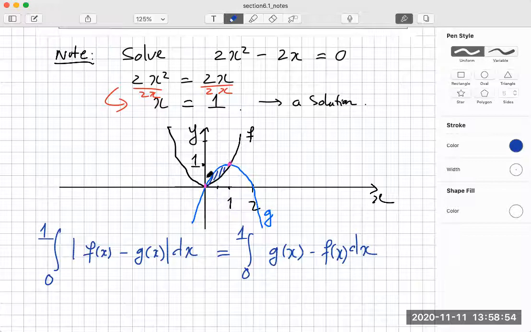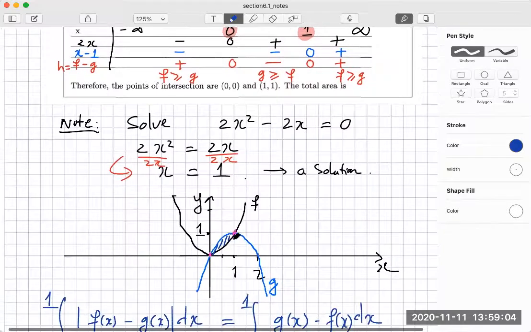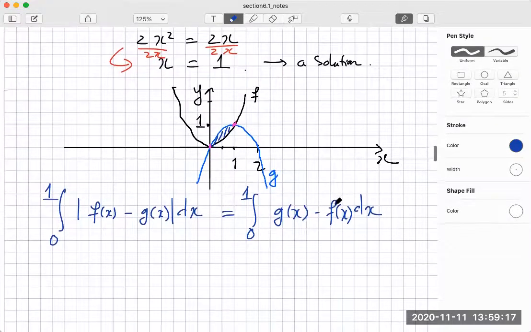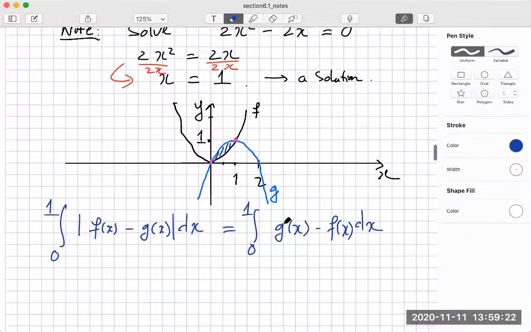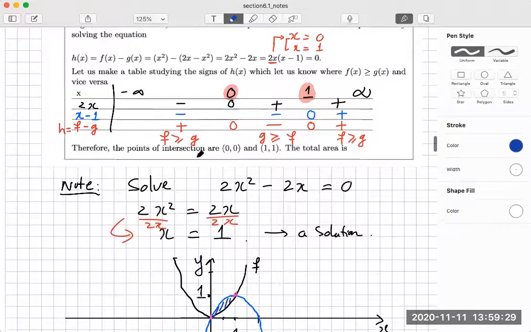Because the question here is to find the area of the region enclosed by the parabolas, right? Therefore, we need to find the intersection. From 0 to 1. That is why we take the integral from 0 to 1. Okay. So now we know f and we know g already. We just substitute the values, right? And you can see this in the notes I gave you. Yeah, let us do it here.